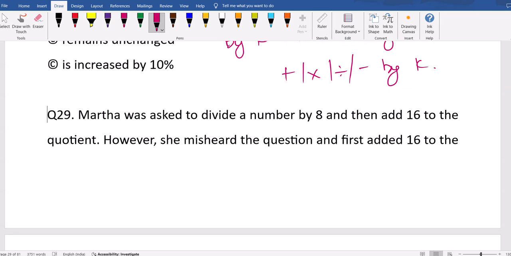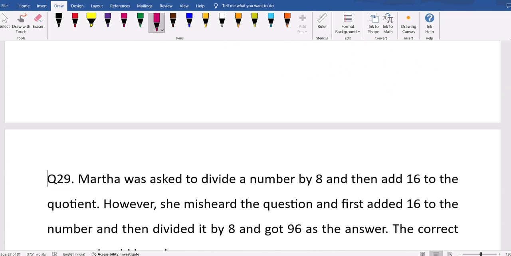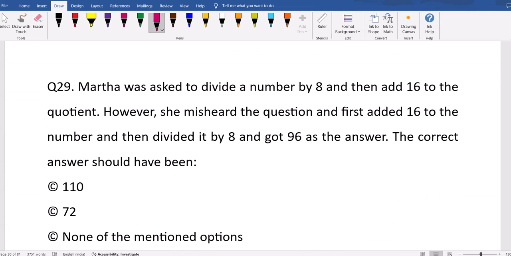Next, Martha was asked to divide a number by 8 and then add 16 to the quotient. However, she misheard the question and first added 16 to the number and then divided it by 8 and got 96 as the answer. What is the correct answer?